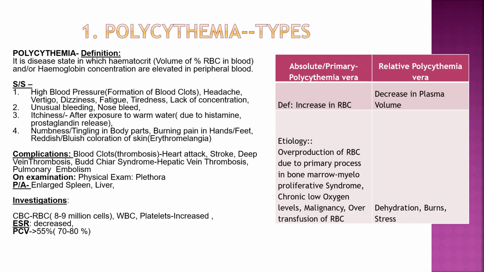There are two types, absolute or primary polycythemia vera and relative polycythemia vera. First, primary can be because of an increase in RBC. It can be because of overproduction of RBC due to a primary process in bone marrow, myeloproliferative syndrome, chronic disease, low oxygen levels, malignancy, over transfusion of RBCs. Relative can be a decrease in plasma volume, so decreased water in dehydration, burns, stress.